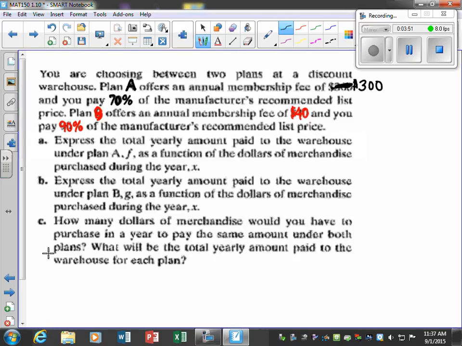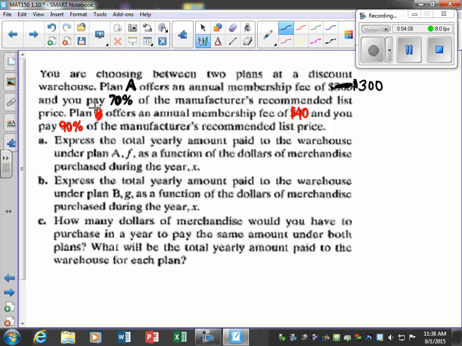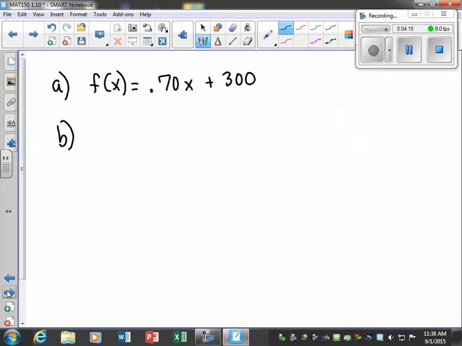We come back over here, express the total yearly amount paid for plan B, write it as a function. So now we're going to do the same thing, but for plan B. So we come over here, we look back, and we say, here's plan B. The membership fee, one-time fee, is $40. But then you pay 90% of the recommended list price. So our function for B is going to be what? How do we write 90% as a decimal? 0.90x plus that set fee.